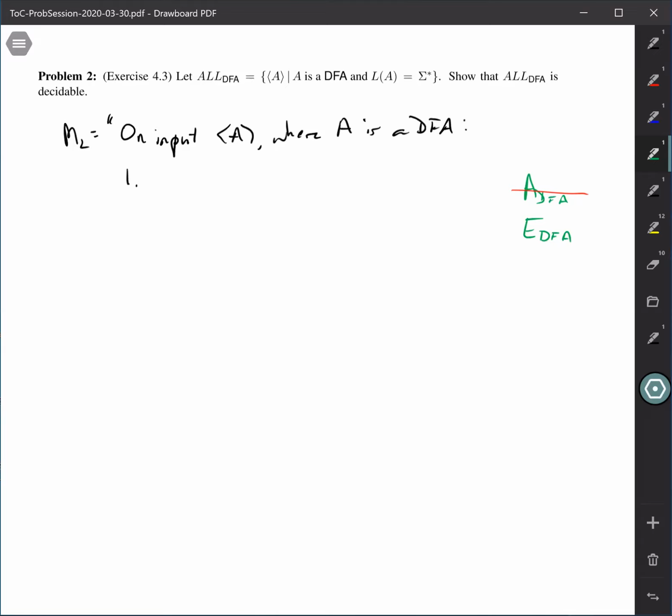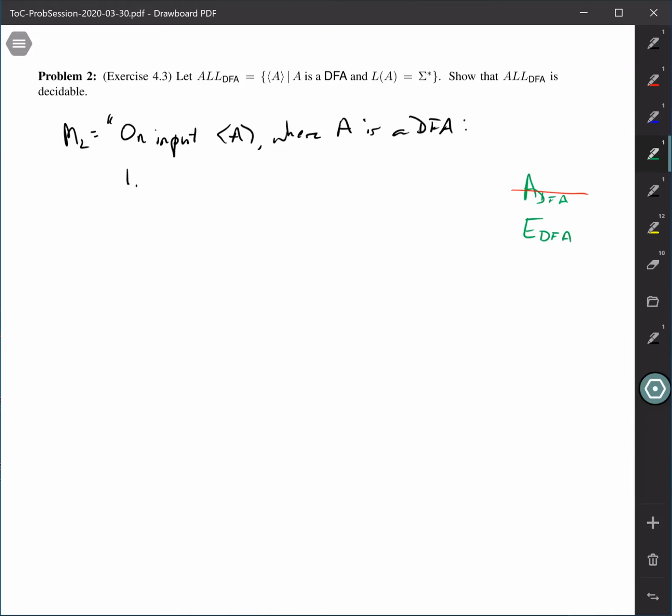over the alphabet, right? And in fact, if you think about that for a second, that sounds a little bit like what we're asking about here. So all sub DFA is asking whether the DFA accepts every possible input string. E sub DFA, whether the language accepted by the DFA is empty, is asking whether the DFA rejects every string over the alphabet, right? So those are pretty similar.